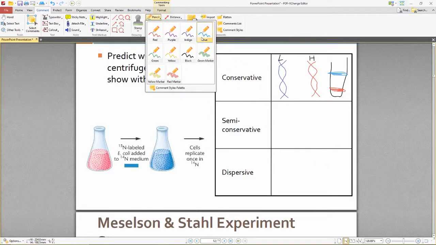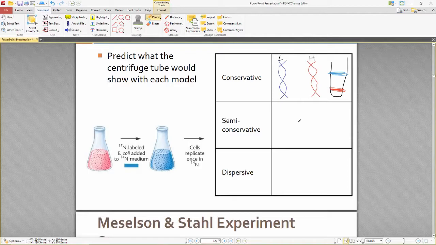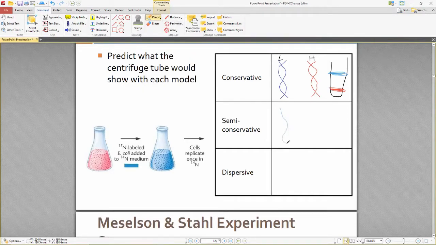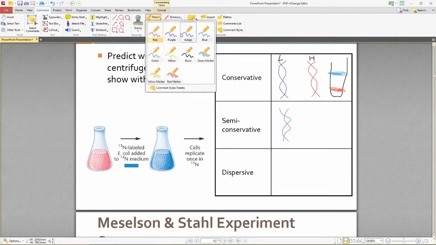So semi-conservative. What do you guys think it would look like? Purple? If you mix them. Oh yeah. Okay. I was more expecting like, let's have one strand blue, one strand red, and then one strand red. Purple. Oh, it's a different blue, but you guys get the idea.